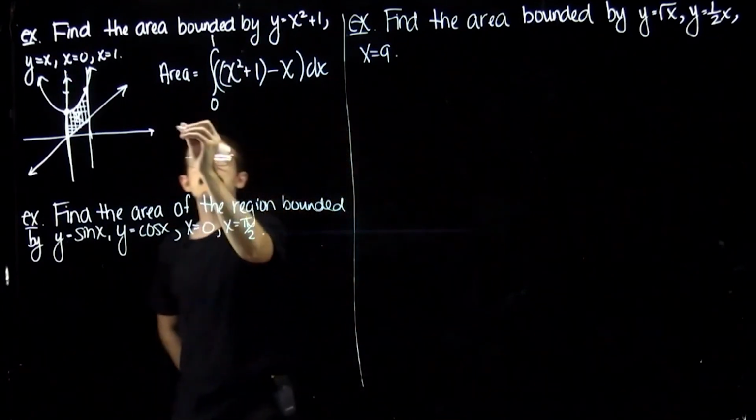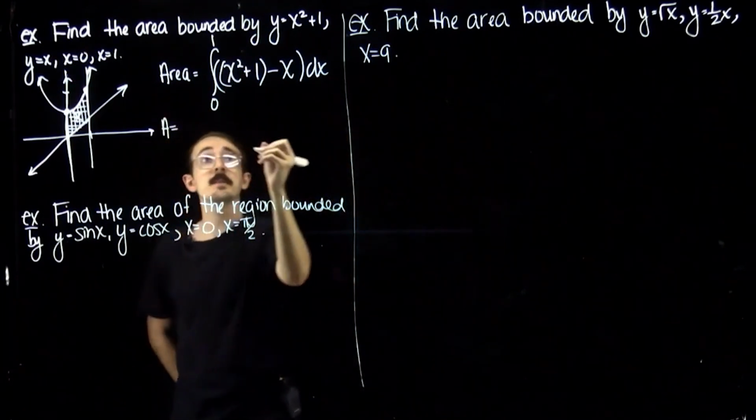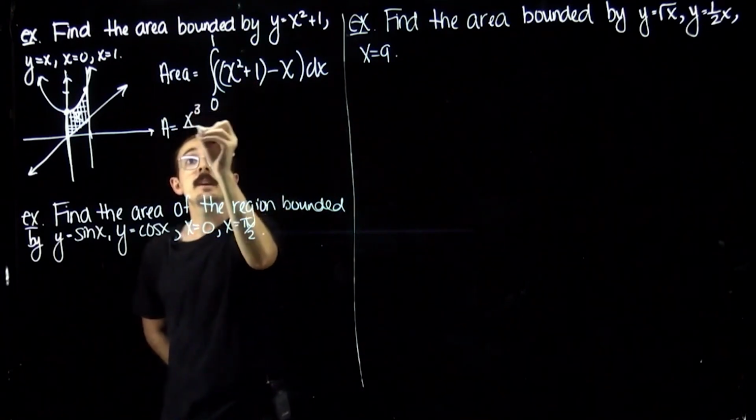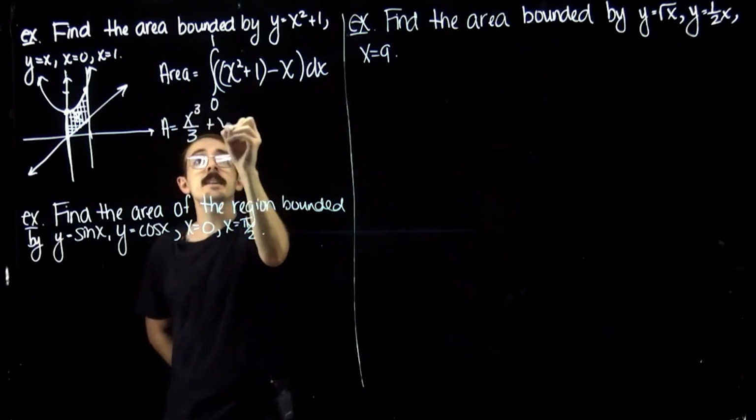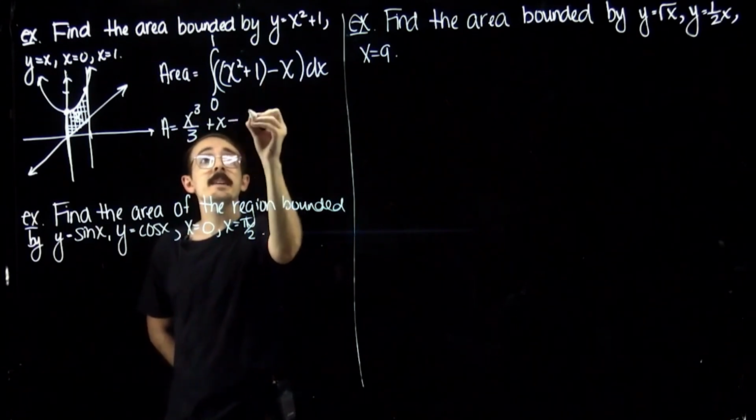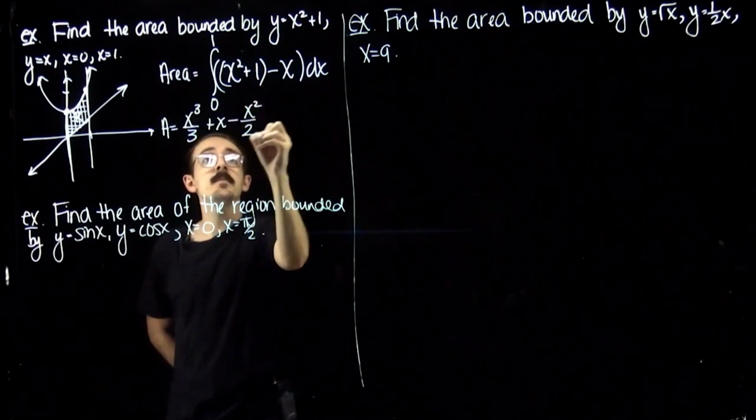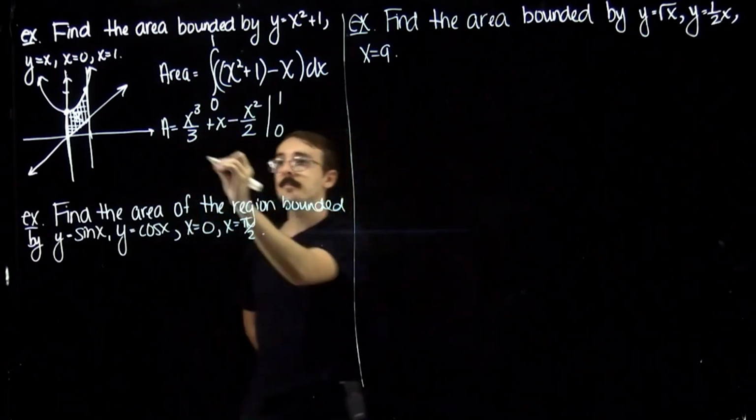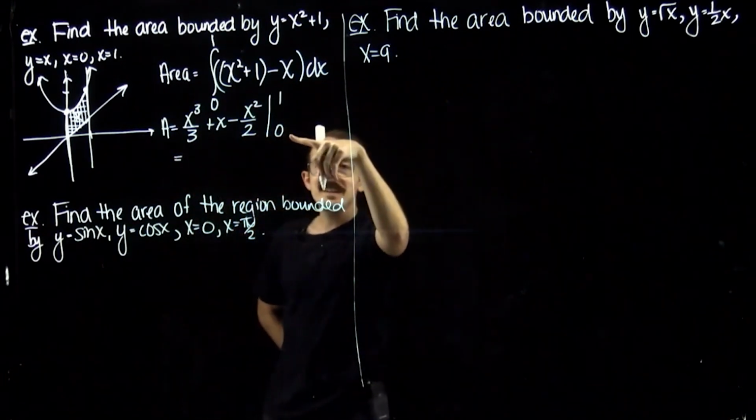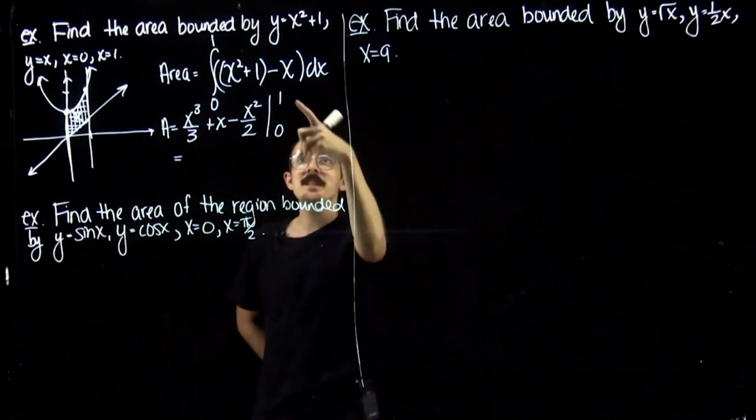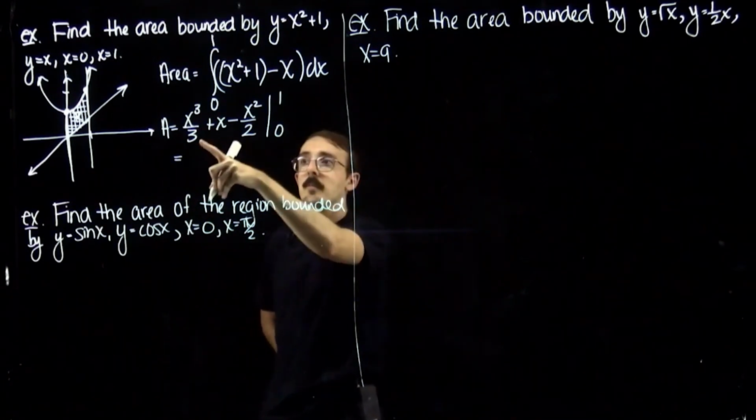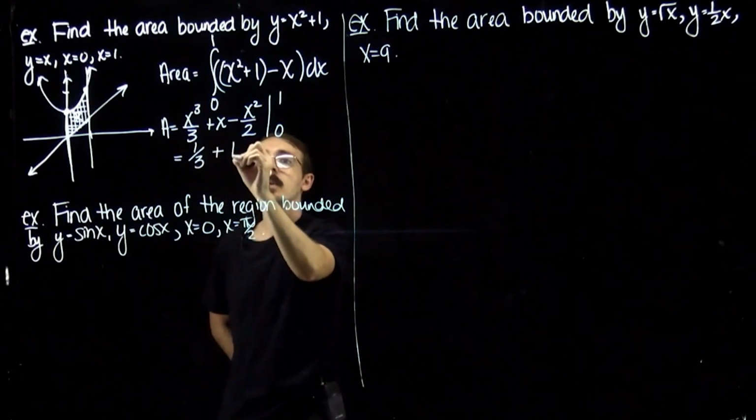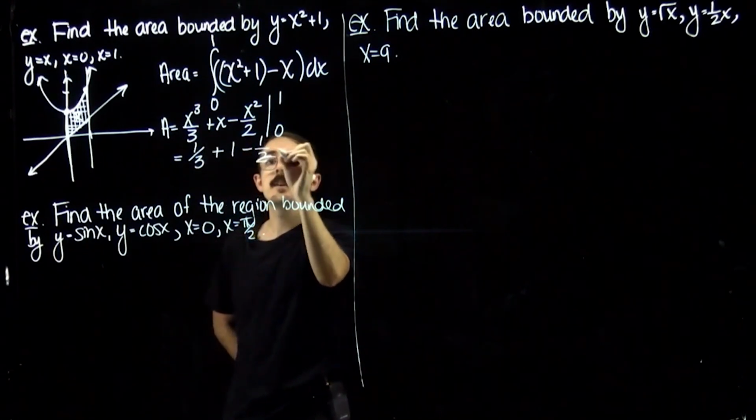OK, and then this is a pretty straightforward integral calculation from Calculus 1. If you integrate all of these, you get x cubed over 3. Integral of 1 is x. Integral of minus x is minus x squared over 2. And you evaluate that from 0 to 1. If you plug in 0, these all become 0. So you just need to plug in 1 and be very careful plugging that in. So you get 1/3 plus 1 minus 1/2.